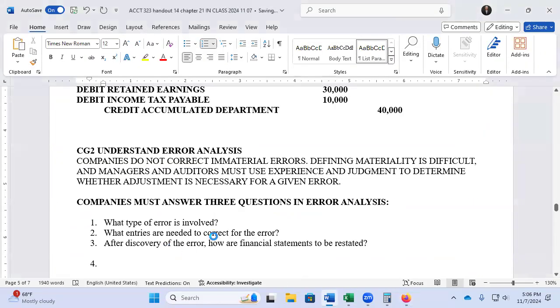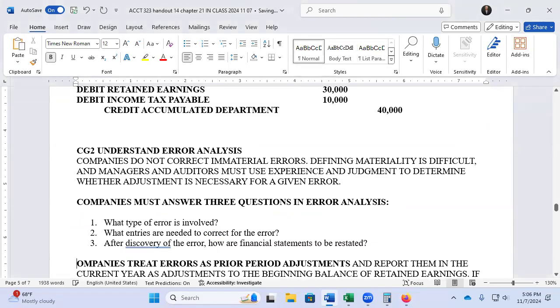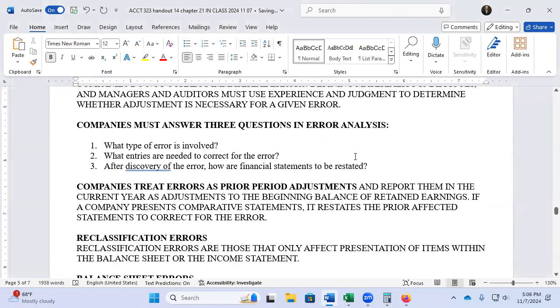And so what type of error is involved? What entries are needed to correct for the problem? And then after discovery, how are financial statements to be restated?